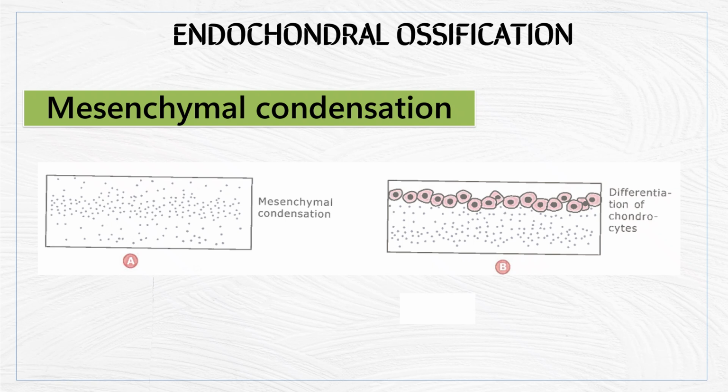So the first step is the mesenchymal condensation. The mesenchymal cells first get condensed in the center and differentiate into chondrocytes. These chondrocytes form the superficial layer, which is enclosed in a surface called perichondrium. Perichondrium is nothing but the outer layer of cartilage. This perichondrium is rich in blood vessels and osteogenic cells, that is osteoblast, osteoclast, and so on.